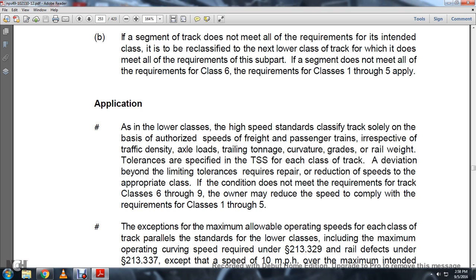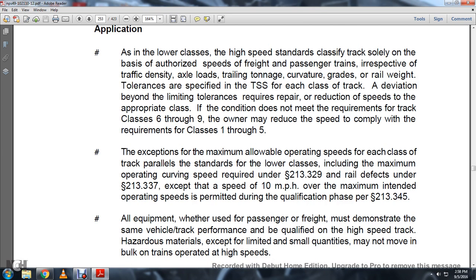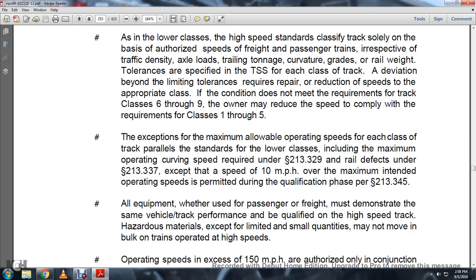If the condition does not meet the requirements of track Classes 6 through 9, the owner may reduce the speed to comply with the requirements of Classes 1 through 5. Exemption: the maximum allowable operating speed for each of the classes is paralleled by standards for the lower classes, including the maximum operating curving speed required under 213.329 and rail defects under 213.337, except that the speed may be 10 miles an hour over the maximum intended operating speed permitted with the qualification phase under 213.345.